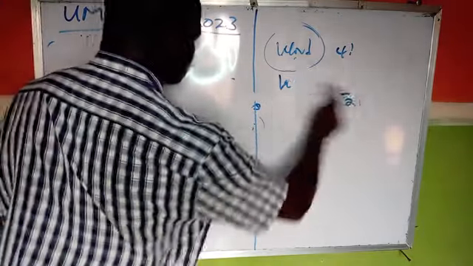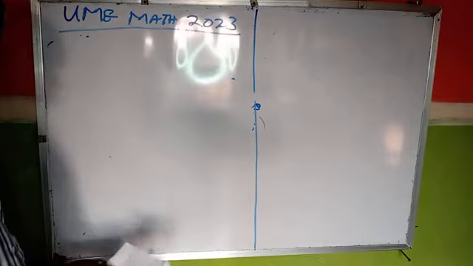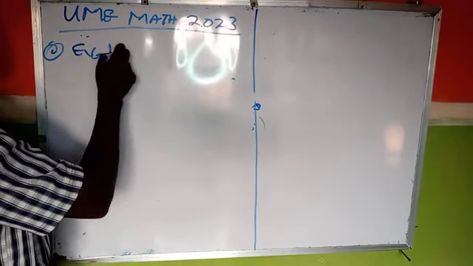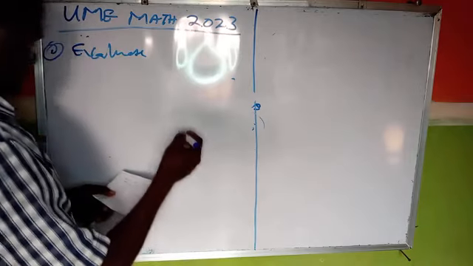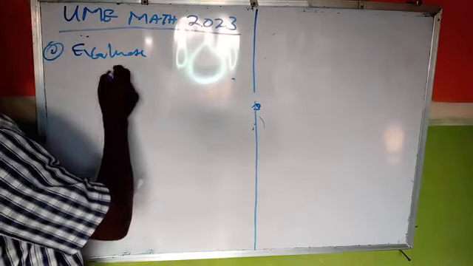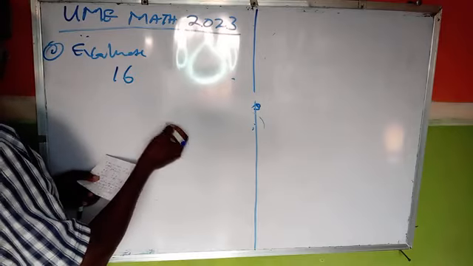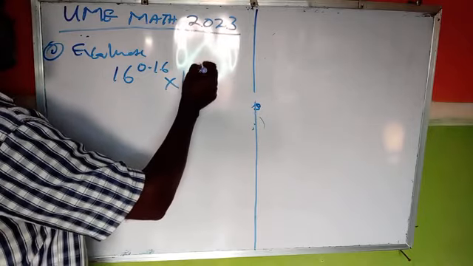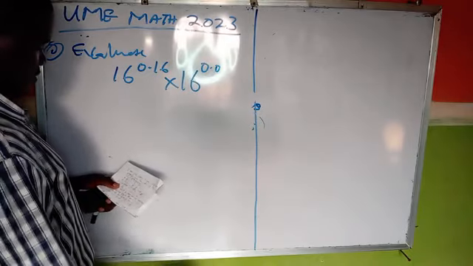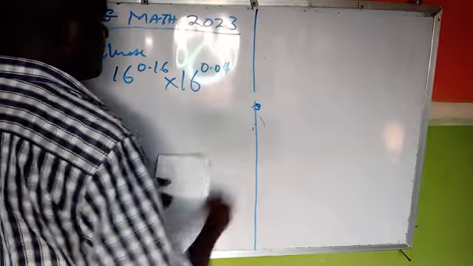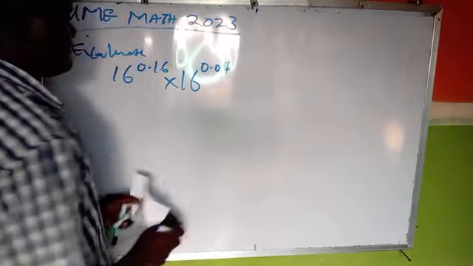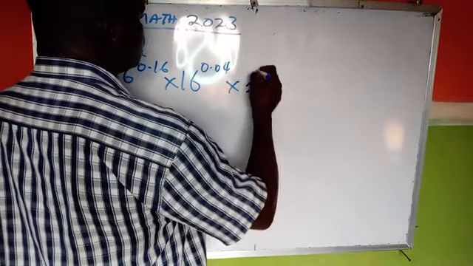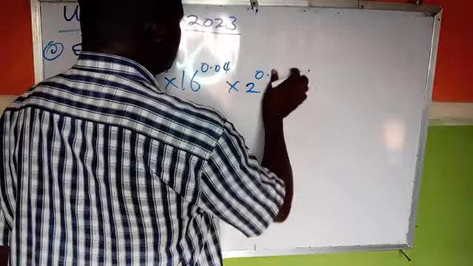Now, again, look at another one. Question 2. Evaluate 16 raised to power 0.1, times 16 raised to power 0.04, times 2 raised to power 2.